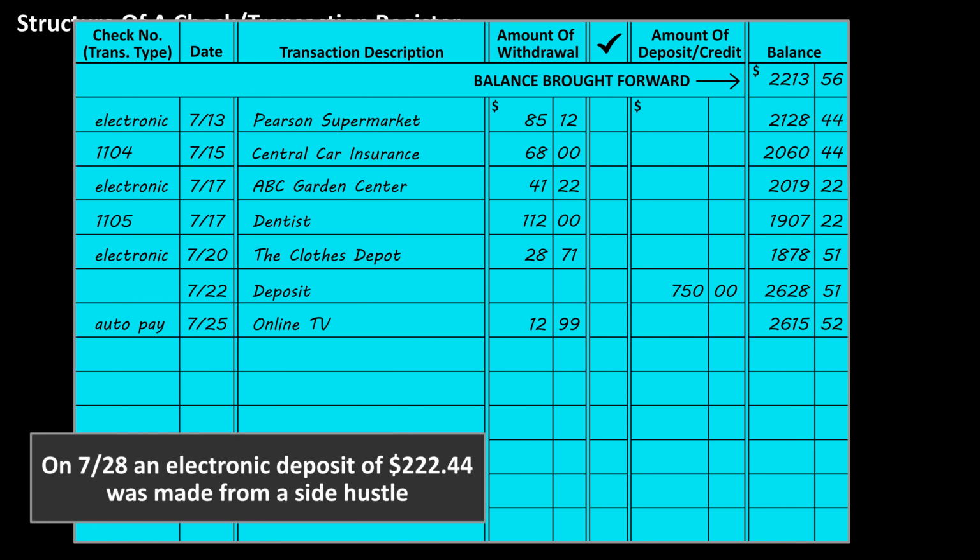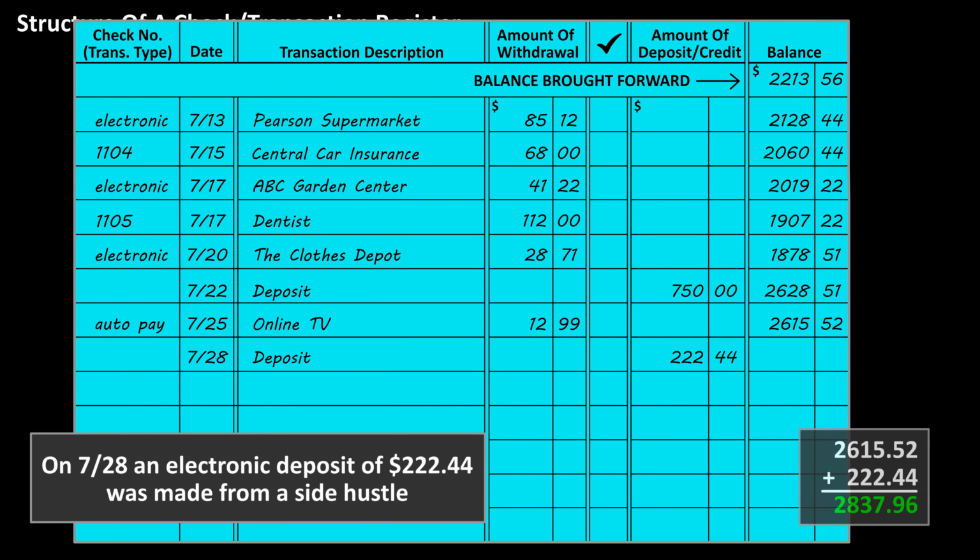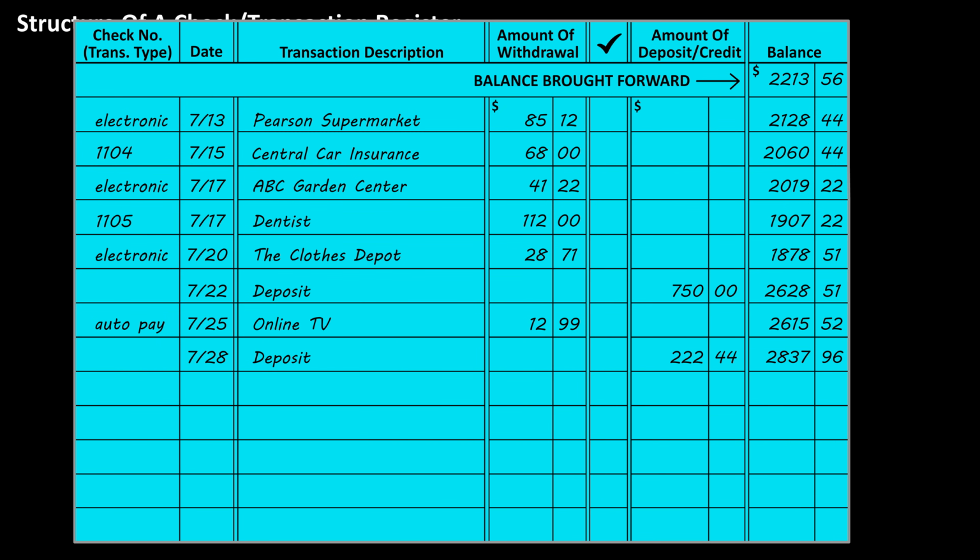The second transaction is an electronic deposit from a side hustle this person does of selling online courses. This varies each month and is typically deposited on the 28th of each month. This month, that total deposited was $222.44. So we fill in the date, 7/28, then the description, the amount of the deposit, and then the new balance of $2,615.52 plus $222.44, which equals $2,837.96.